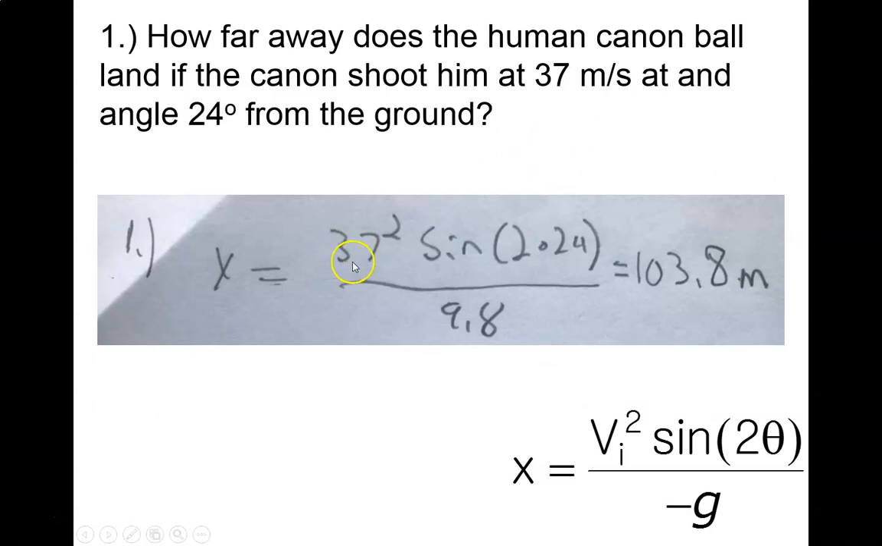You plug in for your velocity, you plug in 37 meters per second. Okay, don't forget that that's squared. Times the sine of 2 times 24. Okay, and then divide by 9.8. And if you do your calculating correctly, you should get 103.8 meters. That's how far away you land.